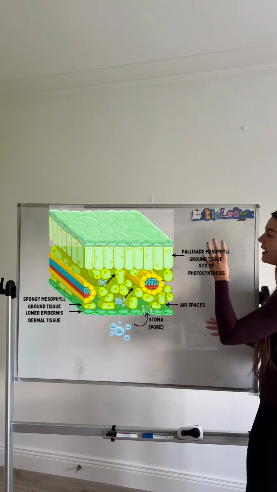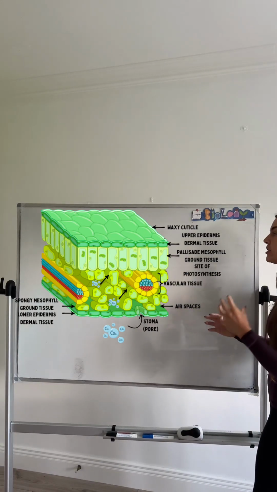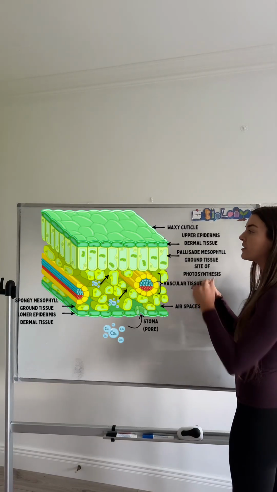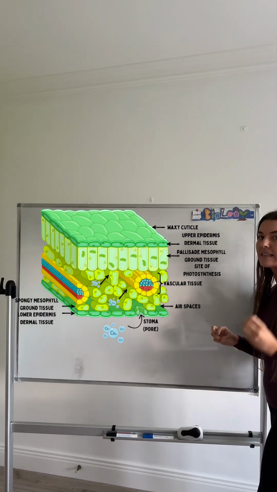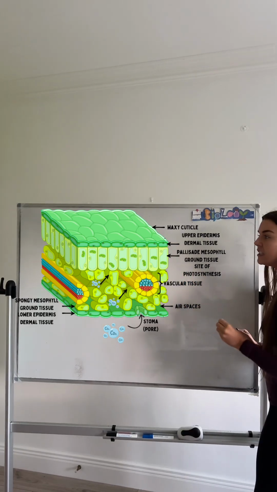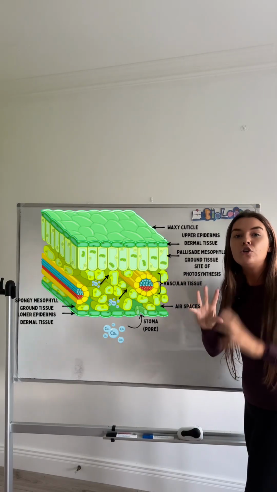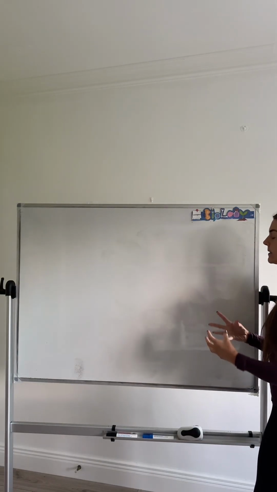Now, on top of the palisade mesophyll, we have the upper epidermis. The upper epidermis is almost transparent because it needs to allow the light to pass through it to get to the palisade mesophyll where photosynthesis is happening. Now, since photosynthesis is happening in the palisade mesophyll tissue, which would be the ground tissue, it contains numerous chloroplasts to allow photosynthesis to take place.